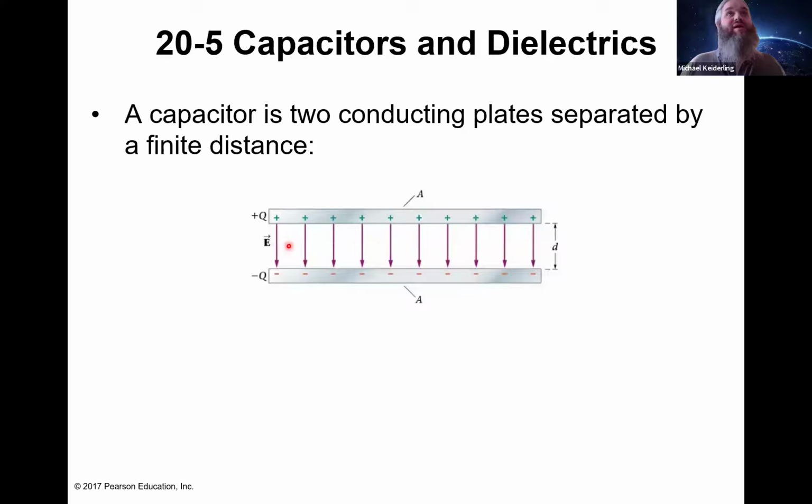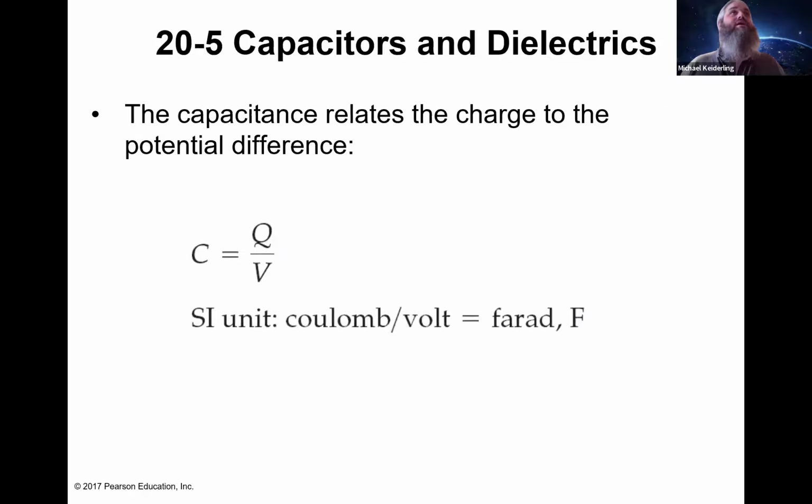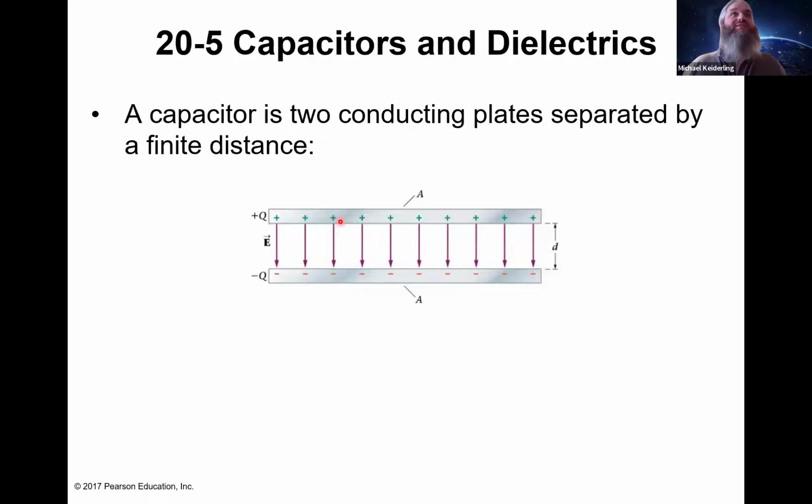That means you have equally spaced lines of equipotential between them. So there's a voltage difference between each side, an electric field between, and there is a concept for a capacitor. A capacitor is a thing here.